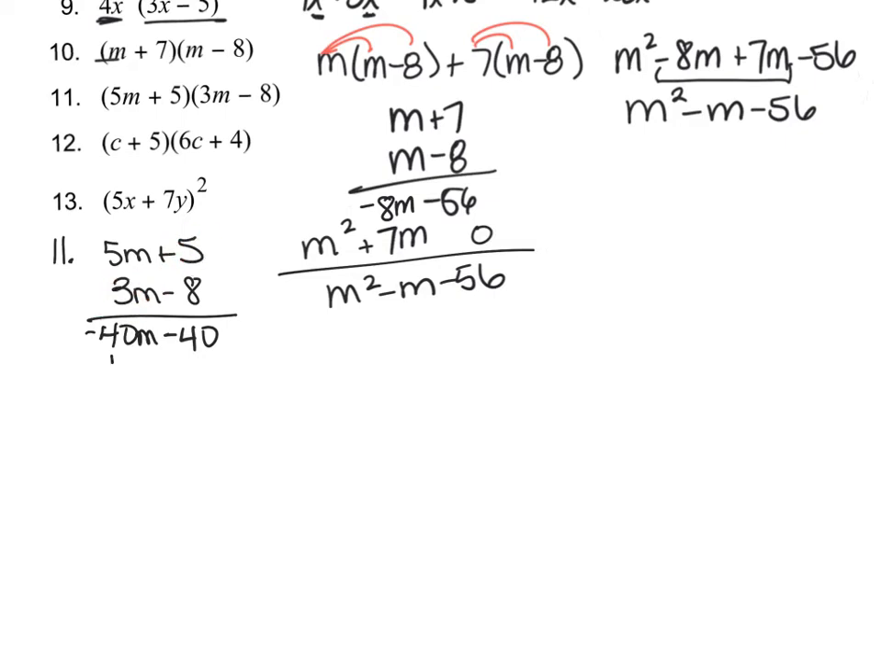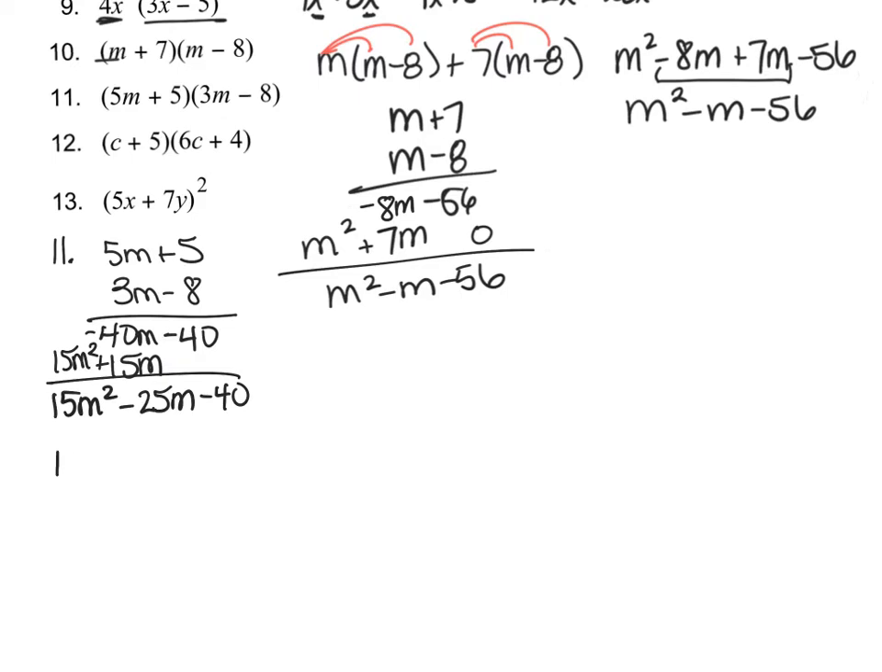We get 15m, lining up my like terms, the m's with the m's. And then the last thing is the 3m times the 5m, which is 15m squared. And then I can add up my like terms, 15m squared minus 25m minus 40. And again, you can do that using the distributive property. You don't have to do it vertically. You can use FOIL horizontally or vertically. That's up to you, whichever one you like better.